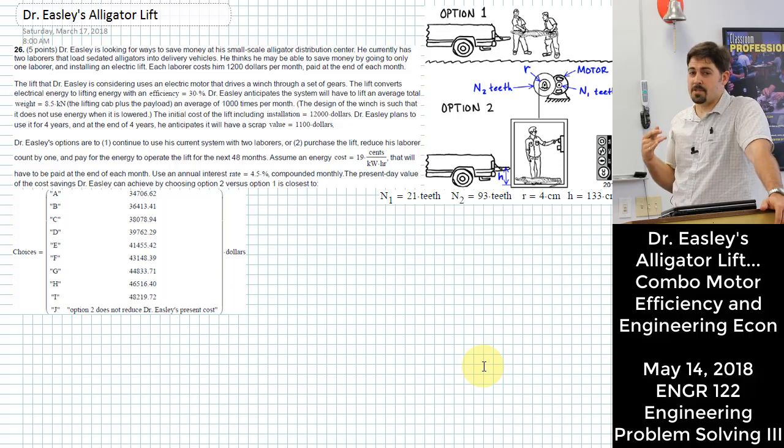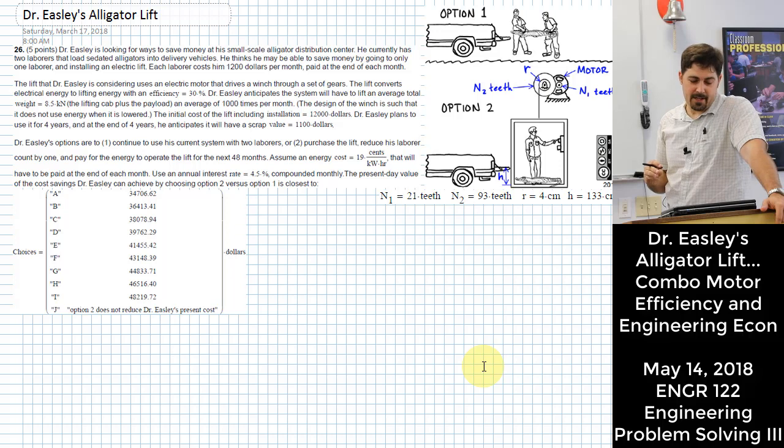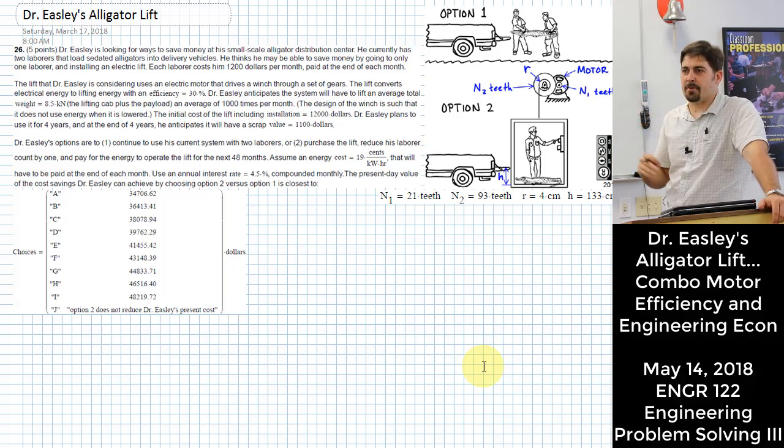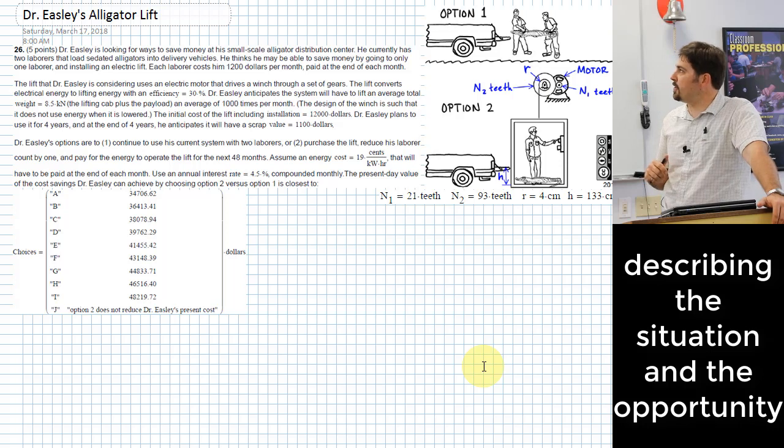Dr. Easley is always looking for a way to make a buck. And so this time he has set up himself an alligator distribution center. Alligators evidently need to be distributed around the country, and so Dr. Easley is meeting a need where he sees it. He currently hires 2 employees, and their job is to load the alligators into trucks.